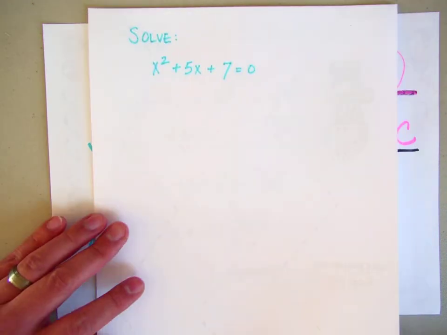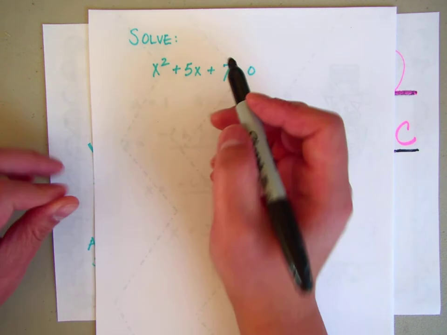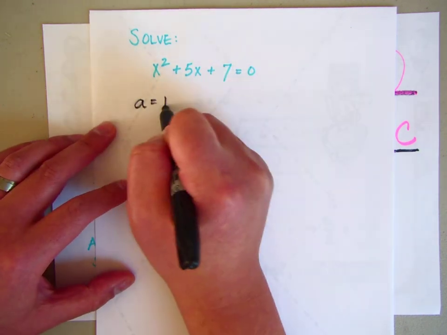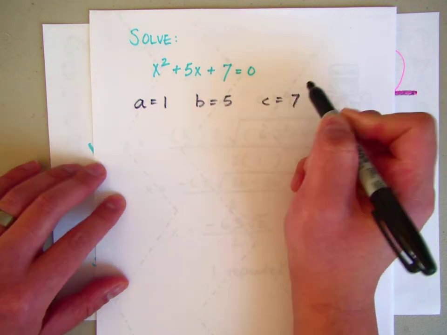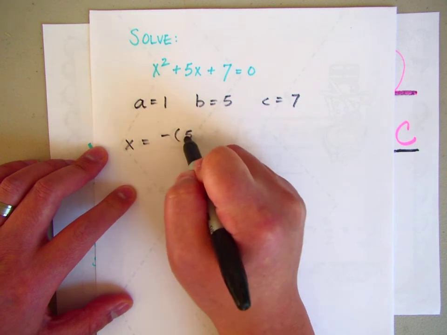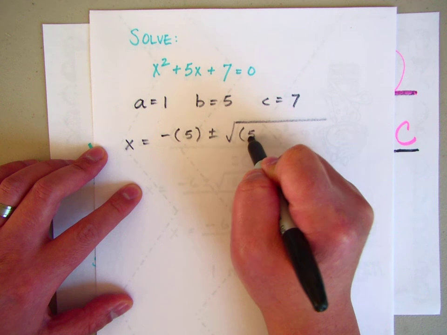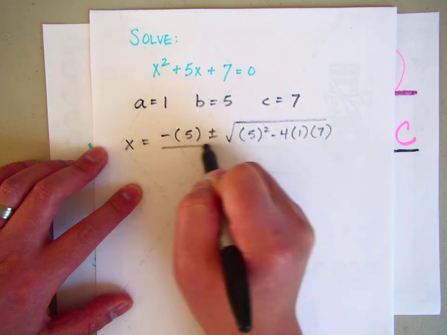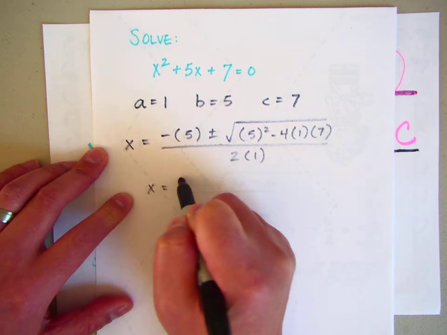And then let's talk about this last one here. x squared plus 5x plus 7, not factorable. It's in standard form, one side equal to 0. Here we go, a equals 1, b equals 5, c equals 7. x equals, I'll just put it all together now, negative b plus or minus the square root of b squared minus 4 times a times c, all over 2 times a. Simplify this. x equals negative 5.